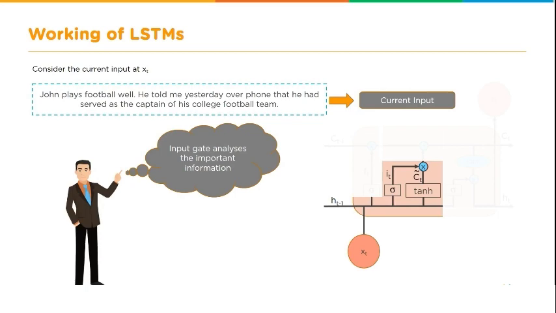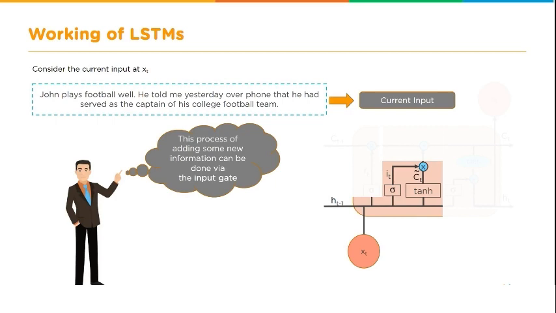The input gate analyzes the important information. John plays football and he was a captain of his college team is important. He told me over the phone yesterday is less important, hence it is forgotten. This process of adding some new information can be done via the input gate. Now this example is in human form, and we'll look at training this stuff in just a minute.